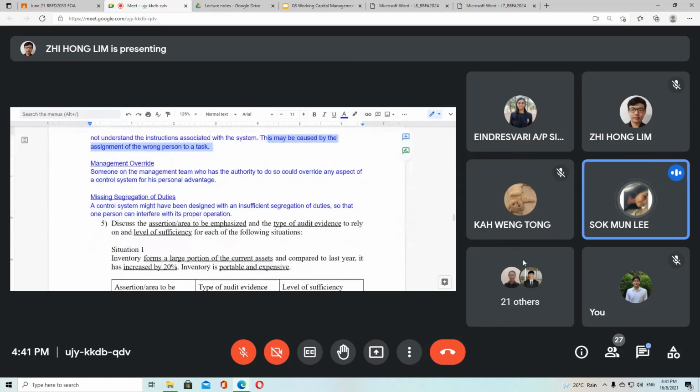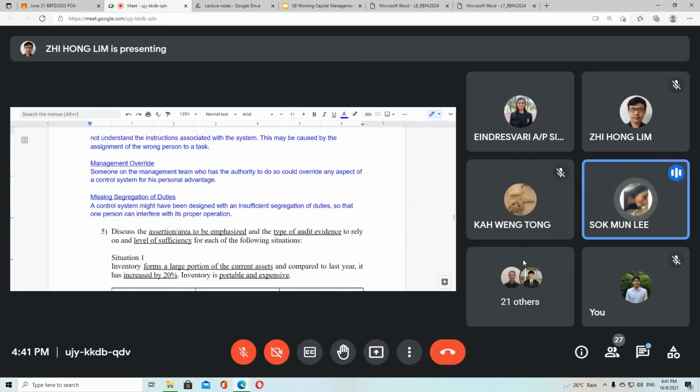The third is management override. Someone on the management team who has the authority to do so could override any aspect of a control system for his personal advantage. The last is the missing separation of duties. A control system may have been designed with an insufficient separation of duties so that one person can interfere with its proper operation. That's all.